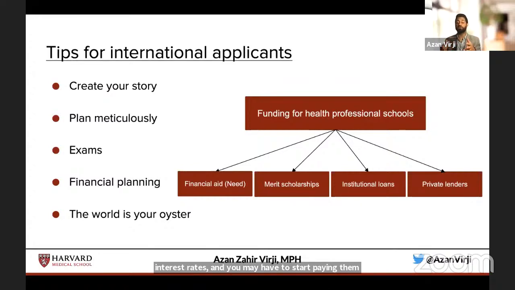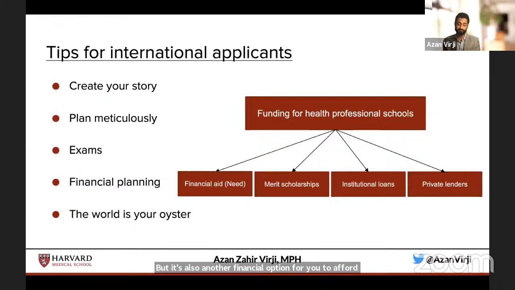I have one of these loans that I took out for my master's in public health. It's something that I'm paying off in medical school, even though I'm not really working or making any money. So it's not the ideal situation, but it's also another financial option for you to afford your dream of becoming a health professional.